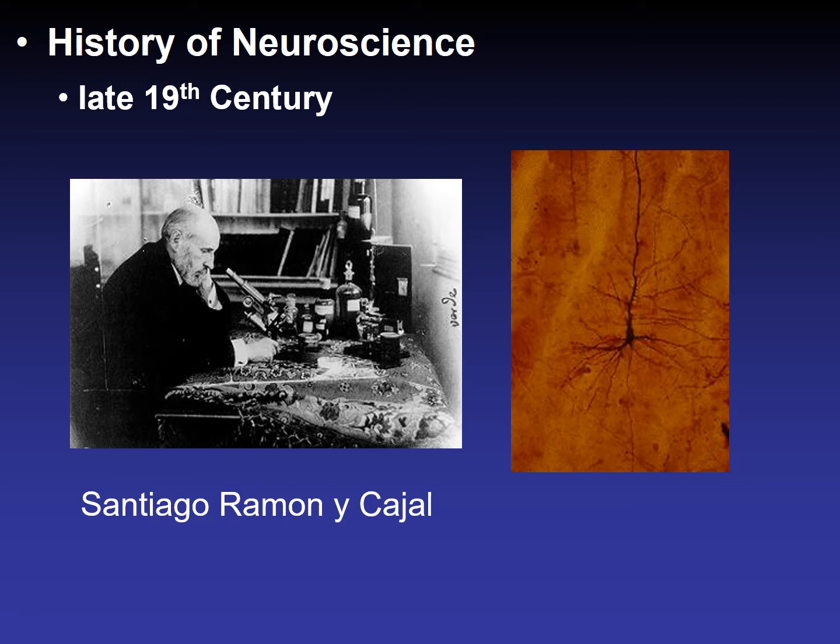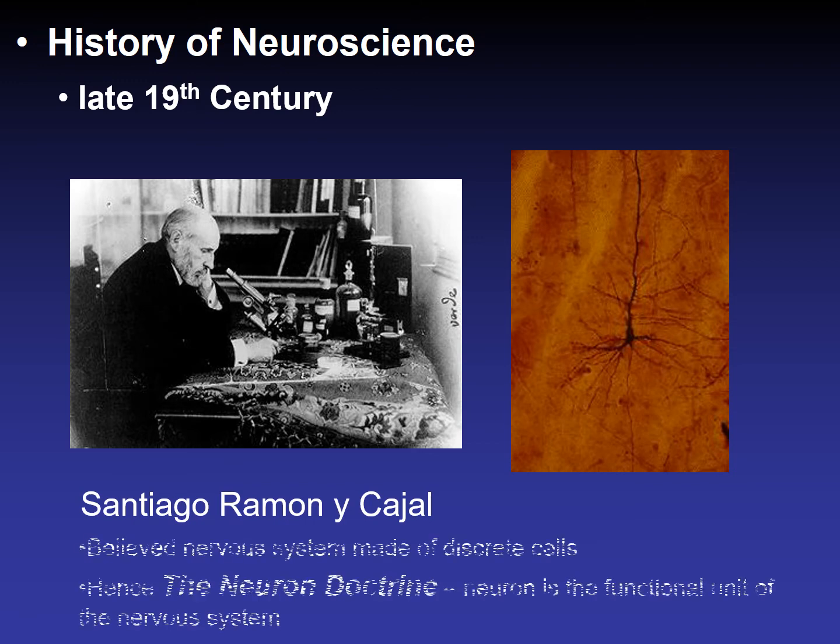Cajal was the first person to take this staining procedure and draw detailed drawings of these neurons. He was a very good artist. He was able to draw these neurons in great detail. And by virtue of his studies of these neurons, he came up with the neuron doctrine. He theorized that the functional unit of the nervous system was the neuron, the brain cell. And this idea came to him after using Golgi's staining procedure to look in extremely great detail at the structure of the neuron.